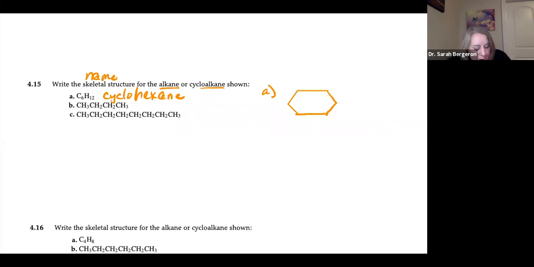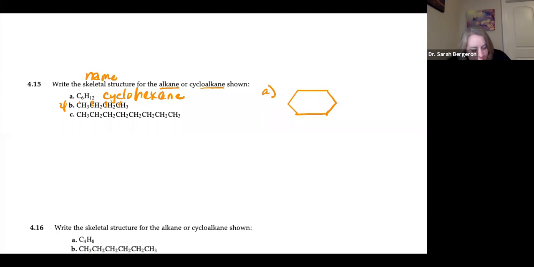All right, B. Well, if I look at this, I'm shown my condensed formula. So I know that this is not a cyclo. So how many carbons do I have? I have 1, 2, 3, 4 carbons. Me eat peanut butter. B is butane.